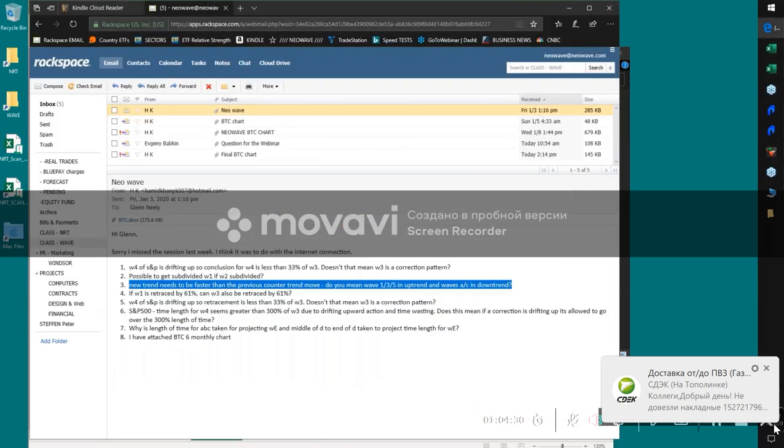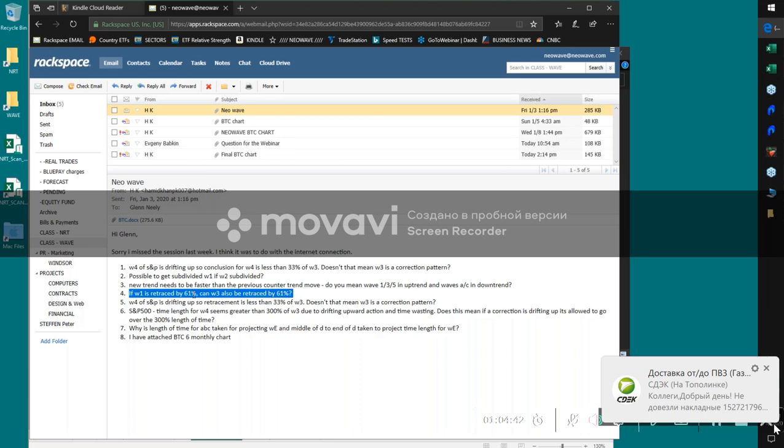Yeah, you don't want this to happen. You would have to have extreme alternation differences between 2 and 4 in structure and complexity and time to potentially allow for this, but this would not be good. This is more like dealing with a double zigzag or something, not with a 1, 2, 3, 4, 5.